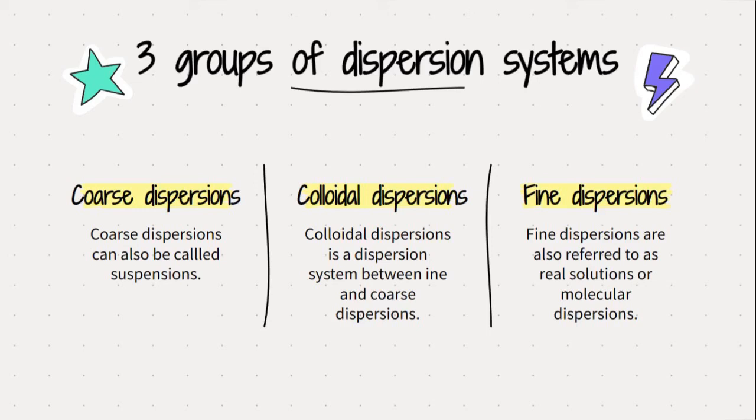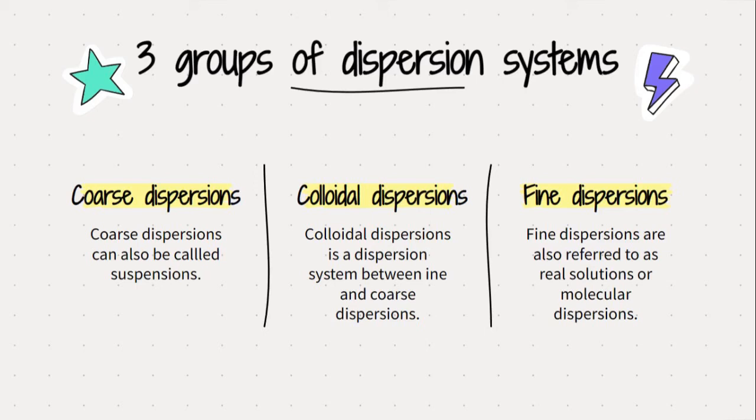Second is colloidal dispersion. Colloidal dispersion is a dispersion system between fine and coarse dispersion. The mixture of a dispersed phase with the dispersion medium in a colloid appears homogeneous. In fact, colloidal dispersions are heterogeneous mixtures. This becomes apparent when the colloidal dispersion is observed using an ultramicroscope. An example is agar-agar. Third is fine dispersion.